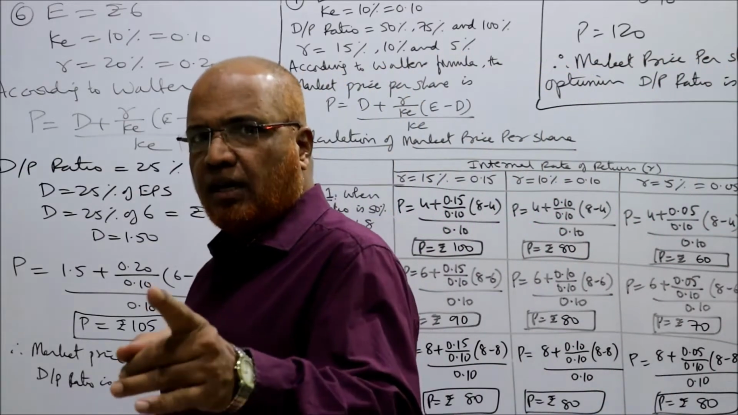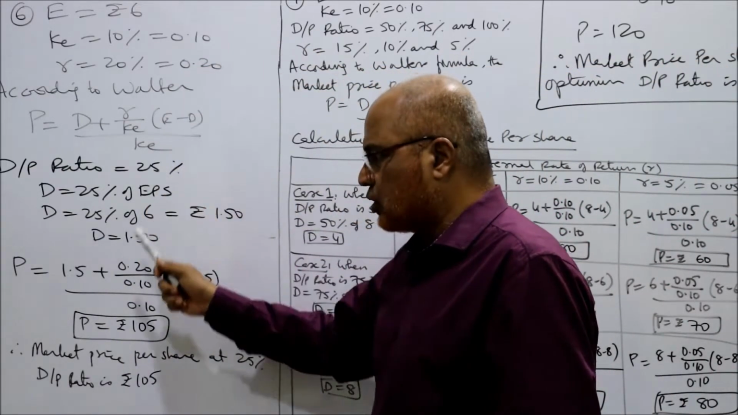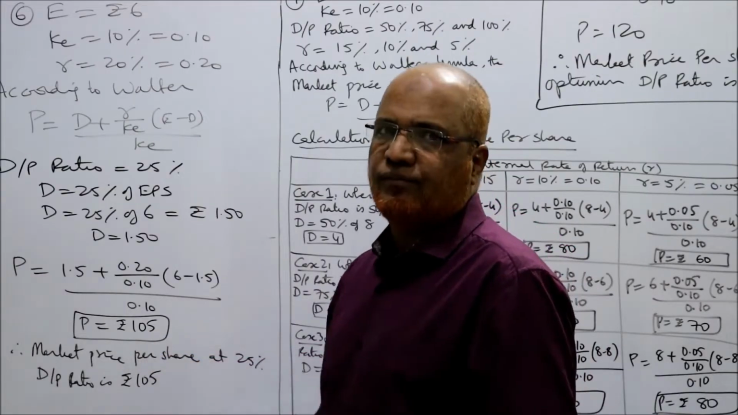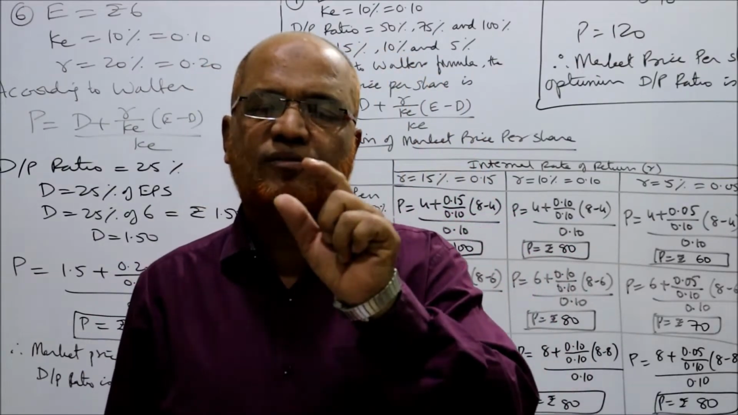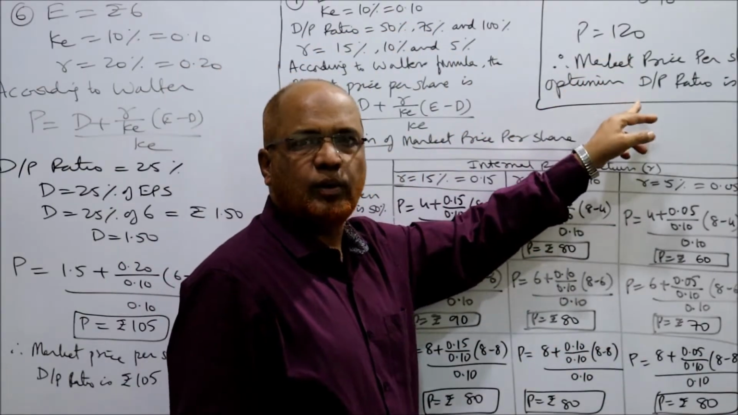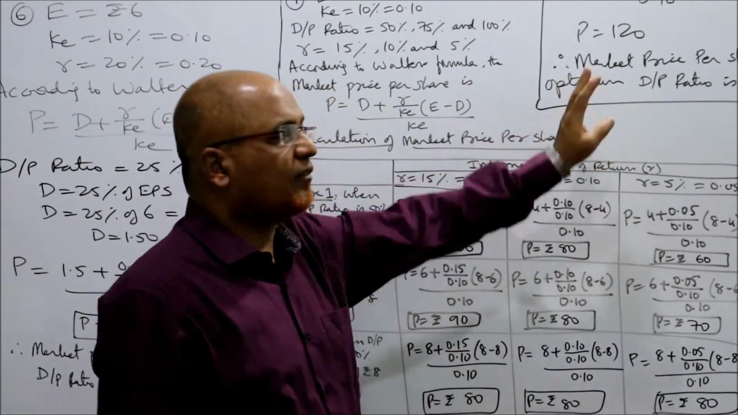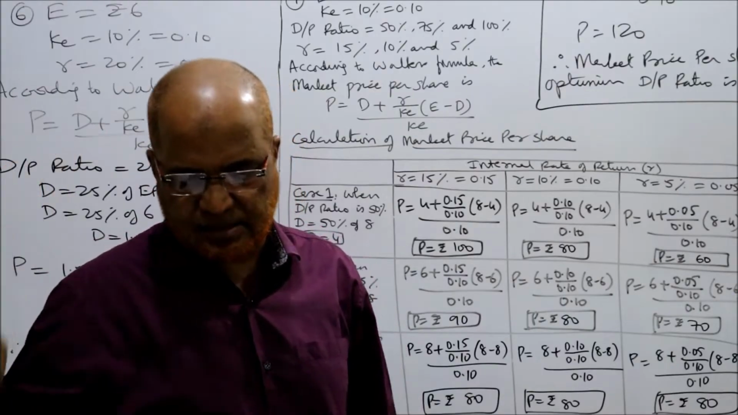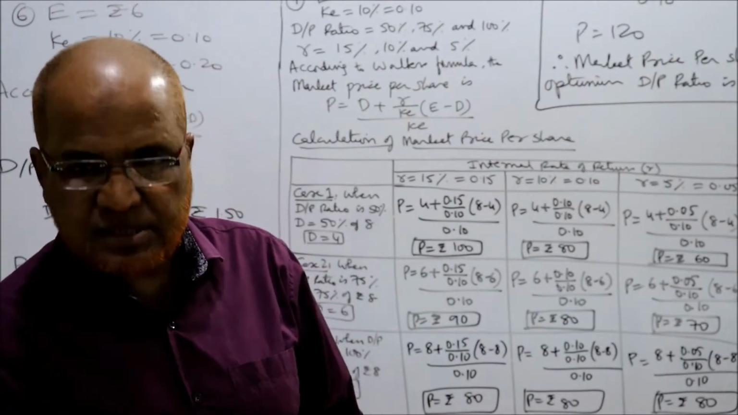Answer completed. Here at 25% DP ratio, the market price comes to 105. If optimum DP ratio of 0% is applied, then market price per share will become 120 rupees. This is the end of the problem number 6. Now we'll start problem number 7.